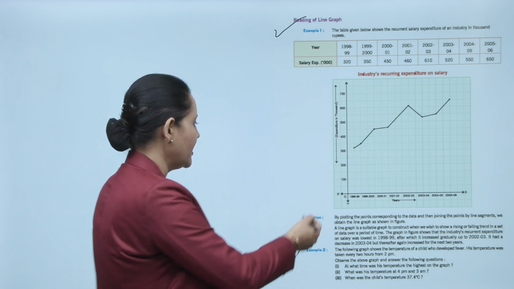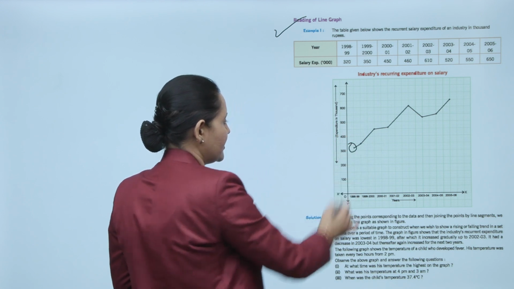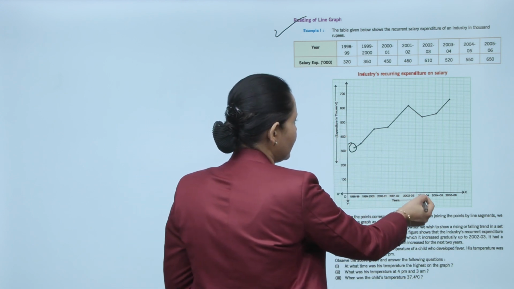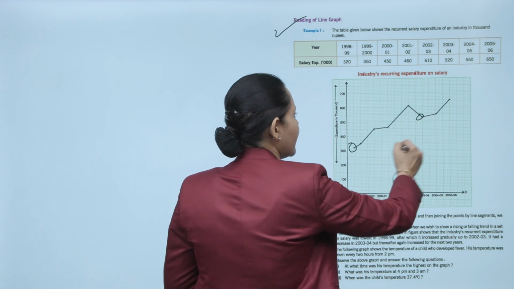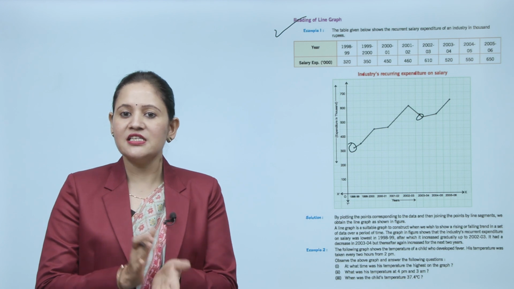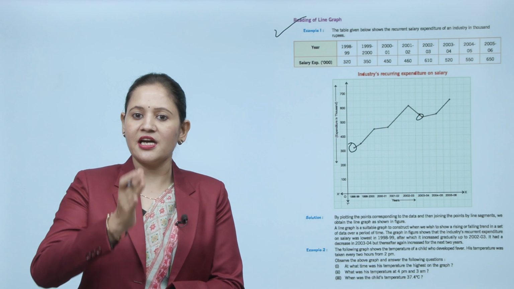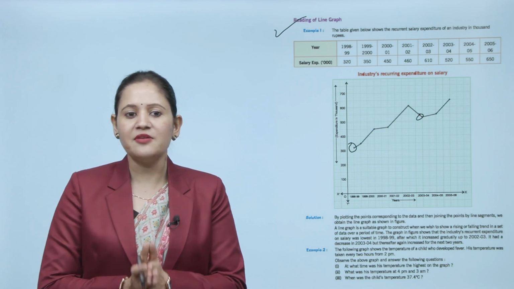So we can see in 98-99 it was lowest, then it increased, and in 2003-4 again it decreased, and again it has increased. So by the graph we can see the trend of rising and falling, meaning how much it is increasing or decreasing, we can see that by the graph.